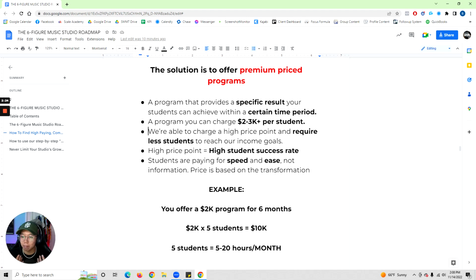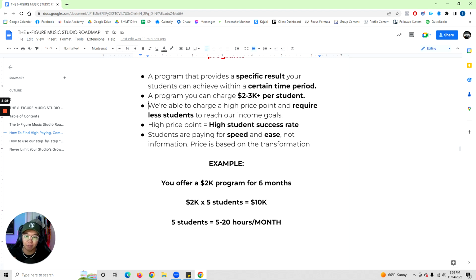So here's a quick math example of how the logic makes sense. Pretend you offer a 2K program for 6 months, right? A student joins your music lessons. They sign up with you. They're committed for 6 months, and that is 2K for that program. And if you're able to collect all that, 2K for 5 students, that's 10K right there.